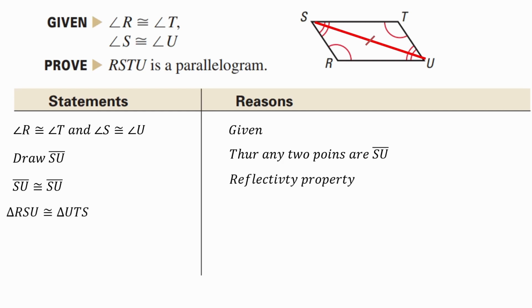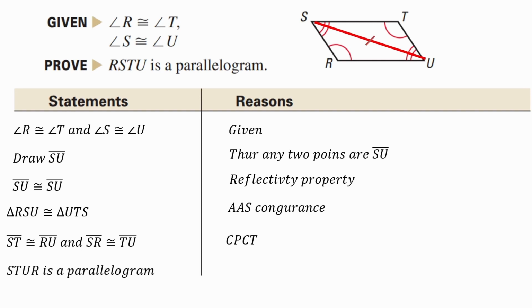Then you have triangle RSU is congruent to triangle UTS, because we have an angle and we have another angle, then we were given the side from the reflexive property. So it is congruent by AAS. So once we know that the triangles are congruent, then their parts are congruent. So we can say that line ST is congruent to line RU and line SR is congruent to line TU. Okay, that's through congruent parts and congruent triangles.